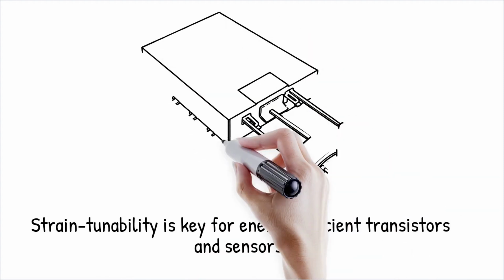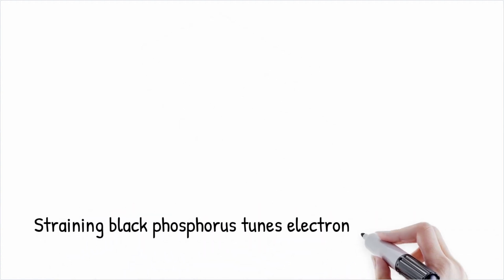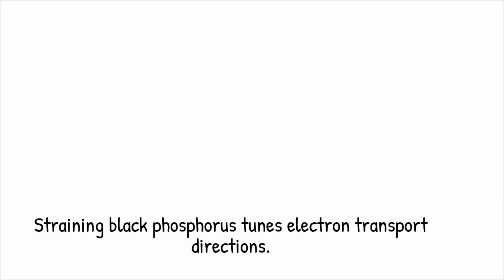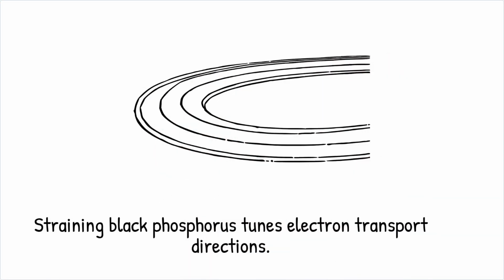Example: applying a uniaxial strain to black phosphorus enhances its carrier mobility along one axis, enabling faster electron transport in that direction. Analogy: straining black phosphorus is like reshaping a racetrack, where the direction of the strain determines the fastest lanes for electrons to travel.